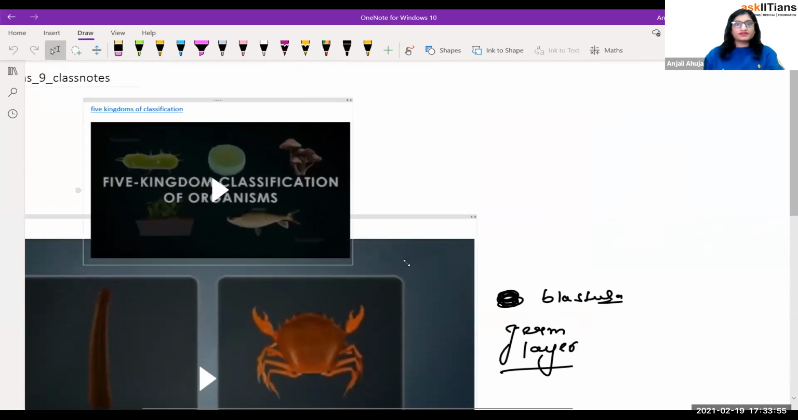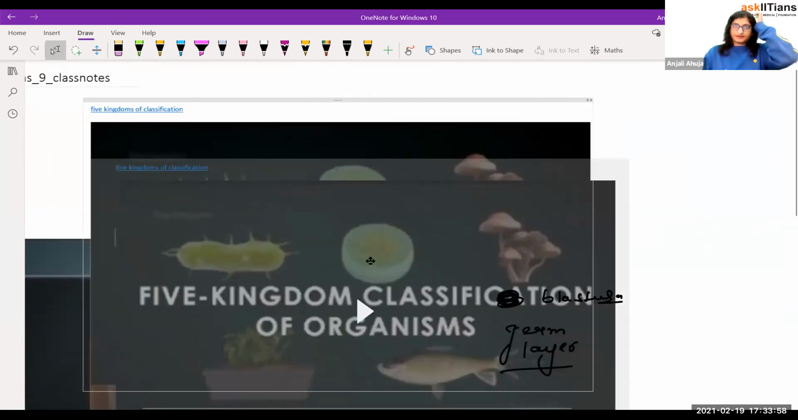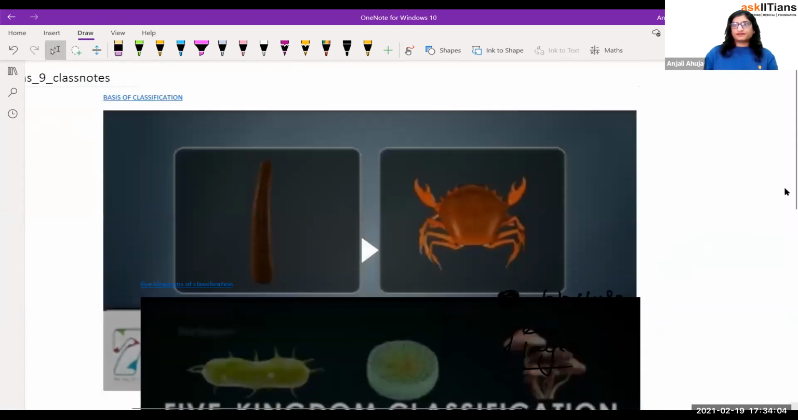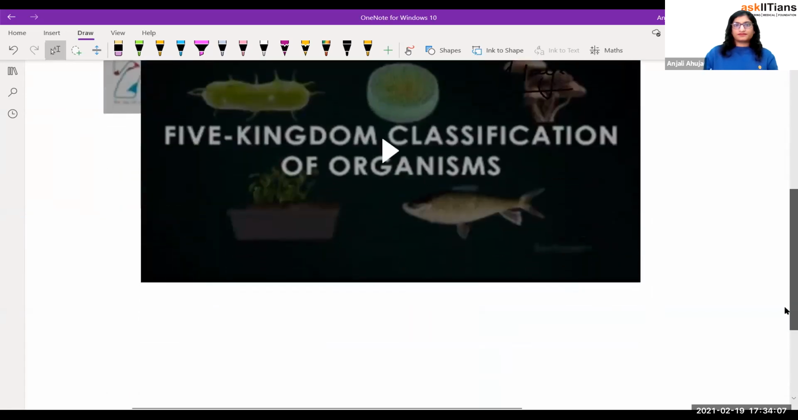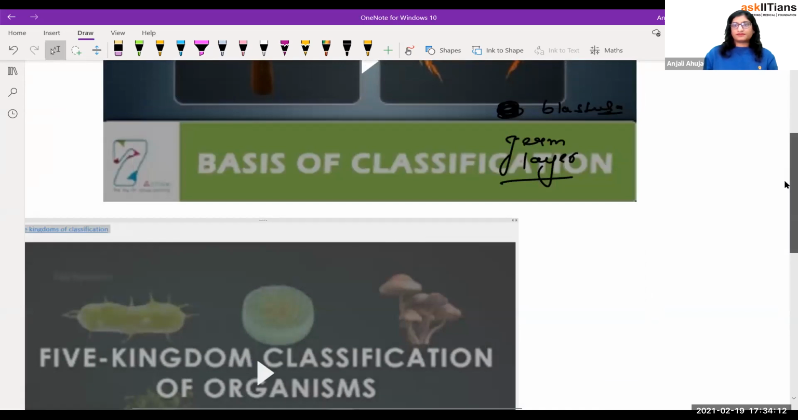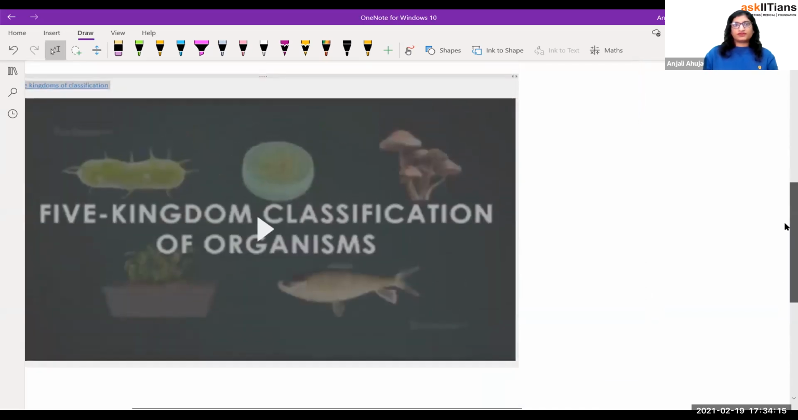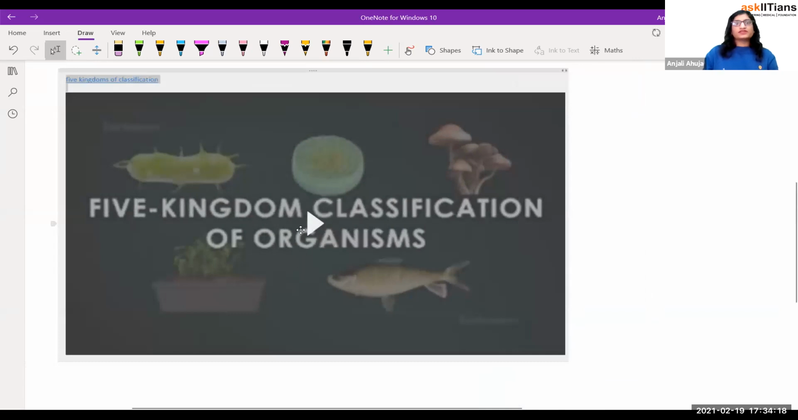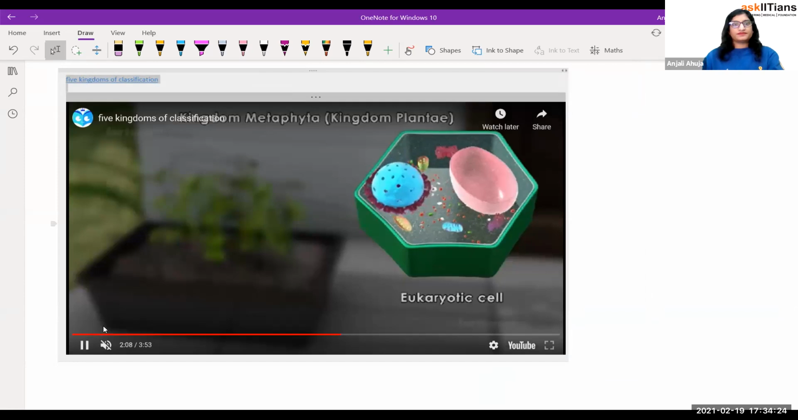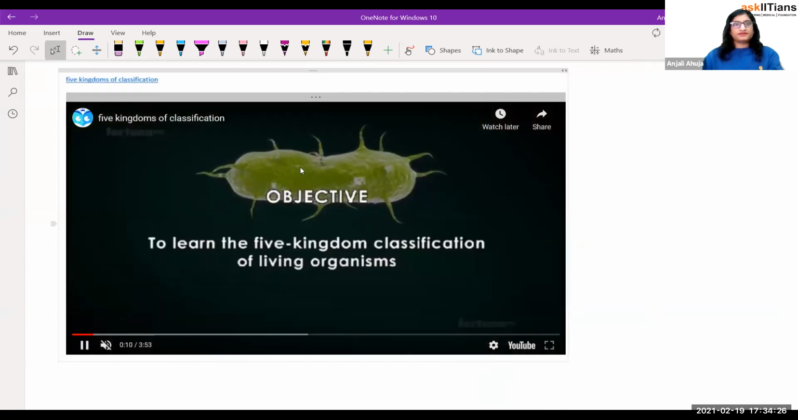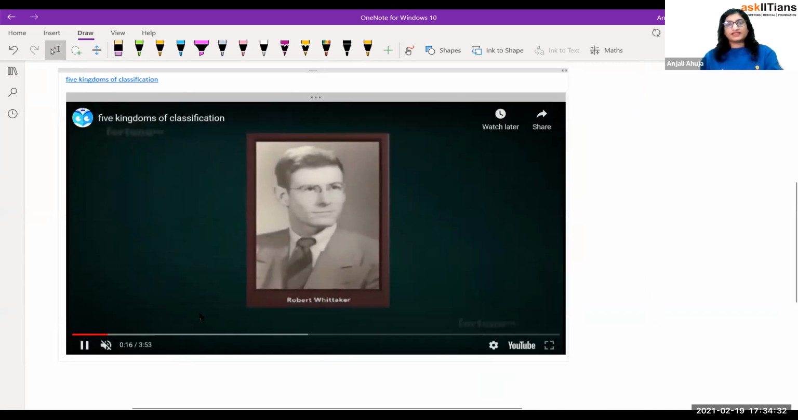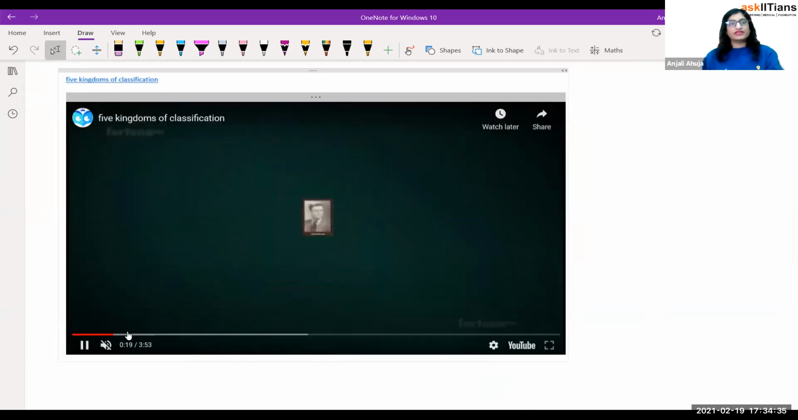This one, the five kingdom system. Okay, I have to add notes also for this. So this is the one that I was talking about. To learn the five kingdom system of classification, he was saying Robert Whittaker has given the five kingdom system of classification, that I told you very initially.